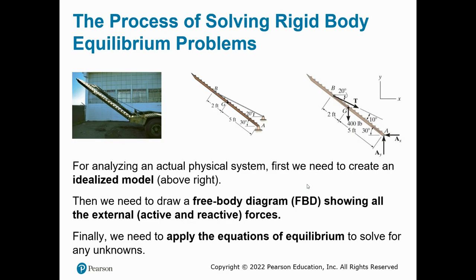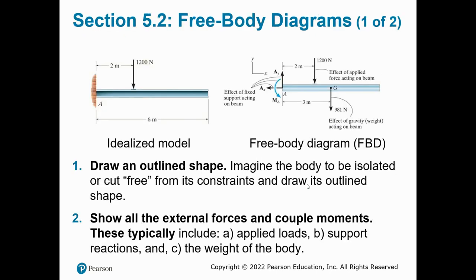For analyzing purposes for an actual physical system, we usually create an idealized model, and then we draw a free body diagram showing all the external forces, and we also write equations to solve for the unknowns. This one, for example, we have a beam. There's an external force being applied to the beam. We're going to idealize the model. We're going to draw a free body diagram to outline the shape.